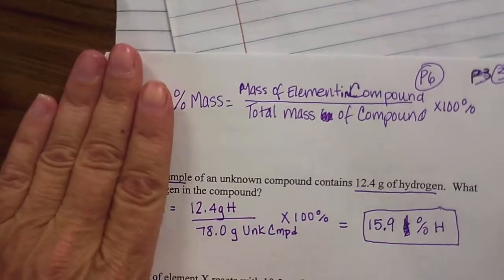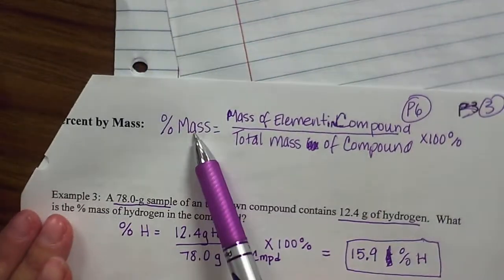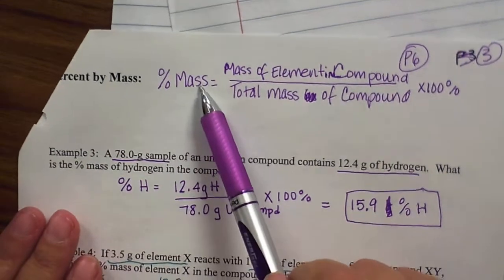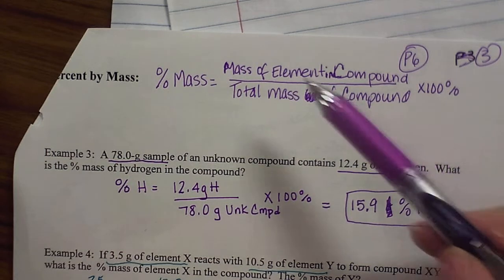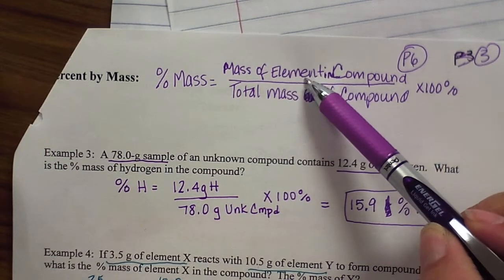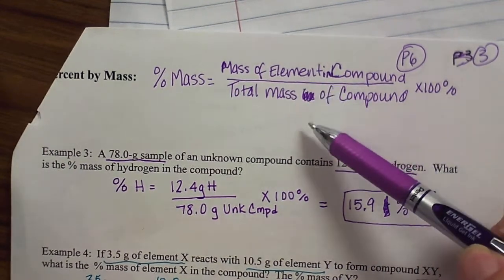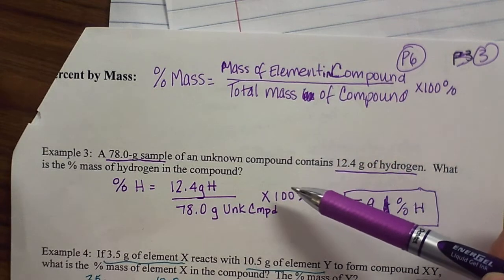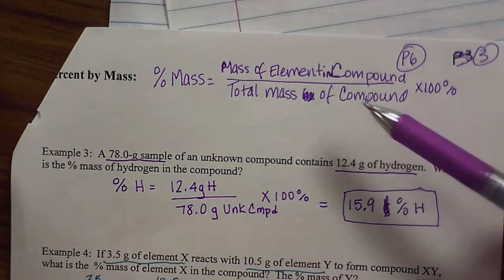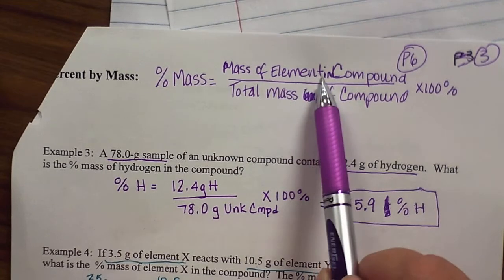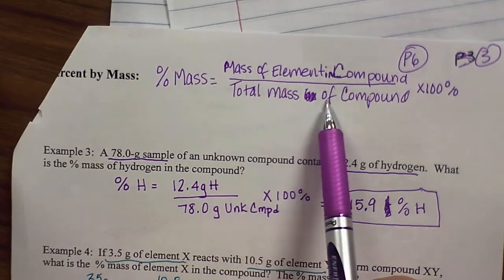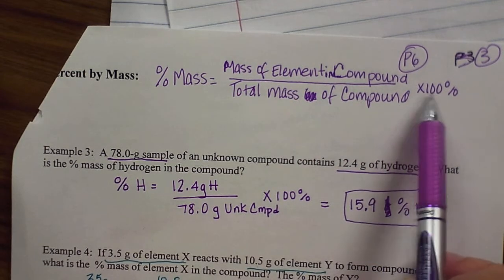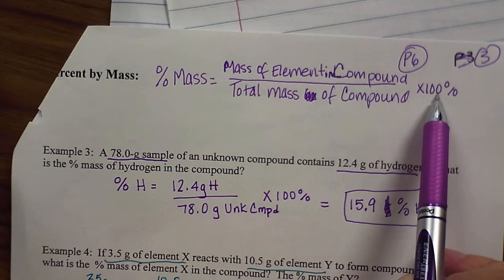Next, the next lesson today, we looked at percent mass, and this was if I have a compound or a mixture, and I want to know the percent by mass of one element in that compound, or pineapple, the percent by mass of pineapple in a mixture of fruit. I take the mass of the element in the compound over the total mass of the compound times 100%.